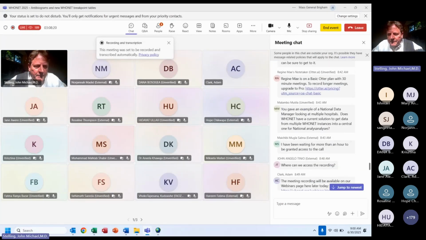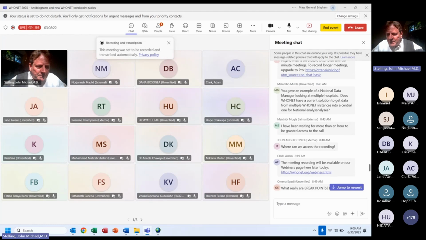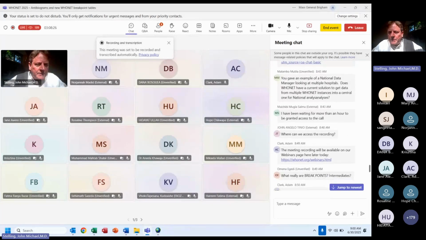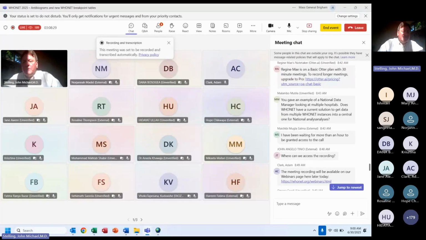You gave an example of a national data manager looking at multiple hospitals. Does WHONET have a current solution to get data from multiple instances into a central one for national analyses? WHONET is a desktop application. It's not a web application. So how do individual labs get the data to the national center?